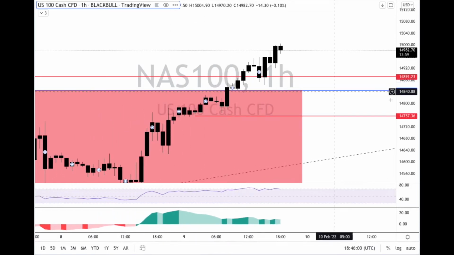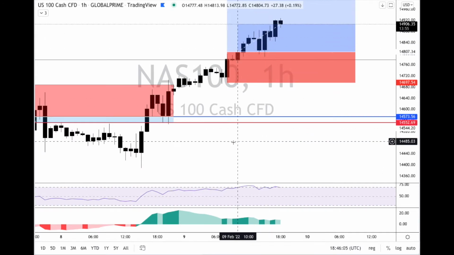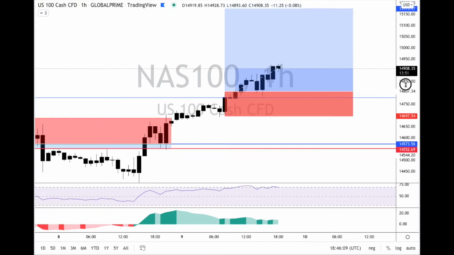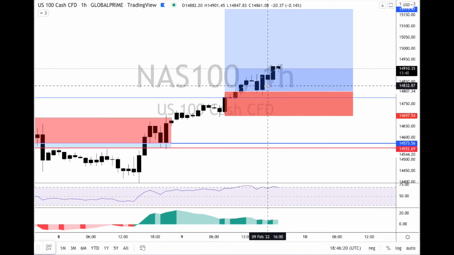So it closed above, and this is it right here. It's nicely sitting in some nice pips at the moment. I'm hoping it's going to push up some more, but before I go to sleep tonight, I will most likely bring in a trailing stop about this level. If I get closed out, fine.